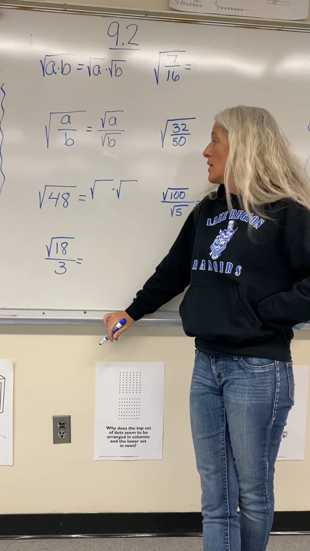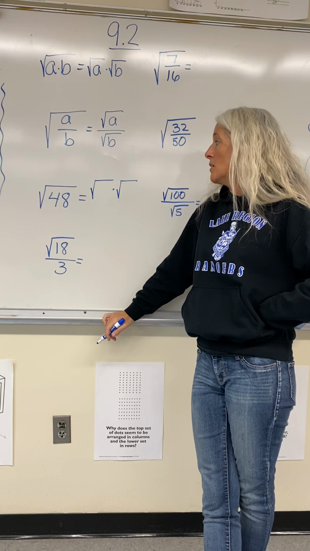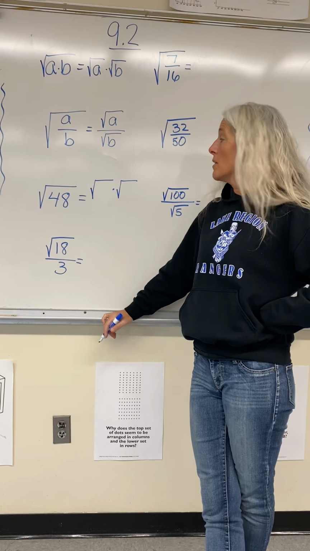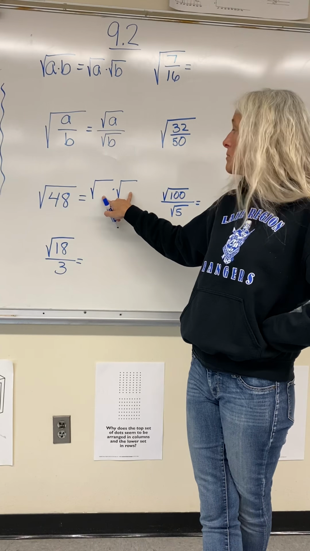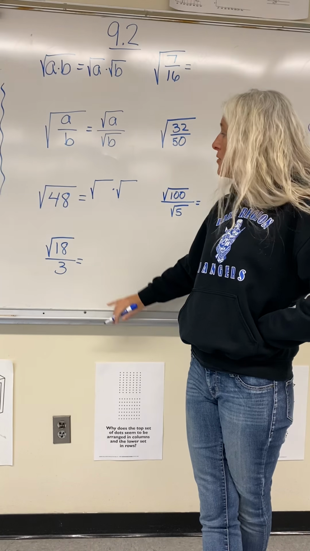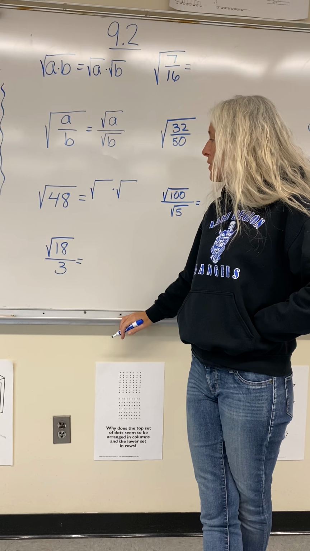Now for 48, I've got some choices. I could say, well, 48 is 2 times 24. But neither of those is a perfect square. 2 doesn't have a whole number square root. 24 doesn't have a whole number square root. So I'm going to try to think of something else that goes in.